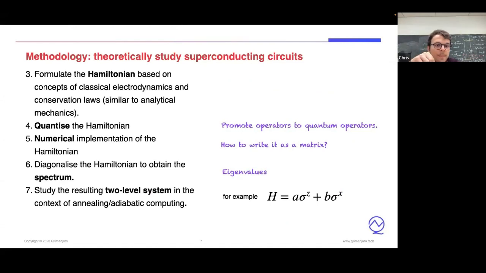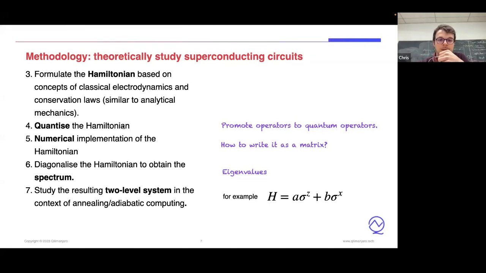And to study this, we need to formulate a Hamiltonian, which is done very similar to classical electrodynamics. So this is basically very similar to writing a Hamiltonian for a classical circuit. It always reminds me of the courses of analytical mechanics, where from conservation laws in this system you can derive the Hamiltonian. And then you can quantize this Hamiltonian. This is just done by promoting the classical variables to quantum operators.